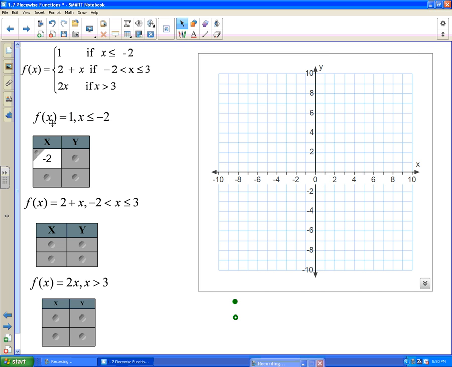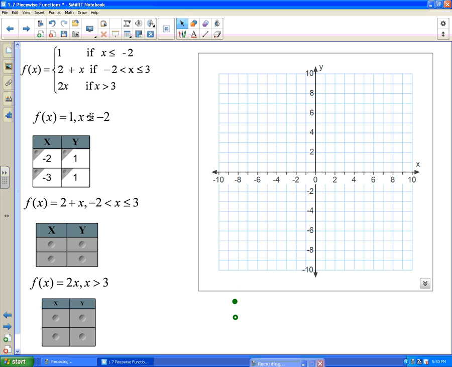If f of negative 2, I plug it in, I'm going to get a 1 to come out. And again, I want to choose an x that's less than negative 2, so I could pick a negative 3. If I plug in negative 3, again, a 1 is going to come out. So I've got the points (-2, 1) and (-3, 1).